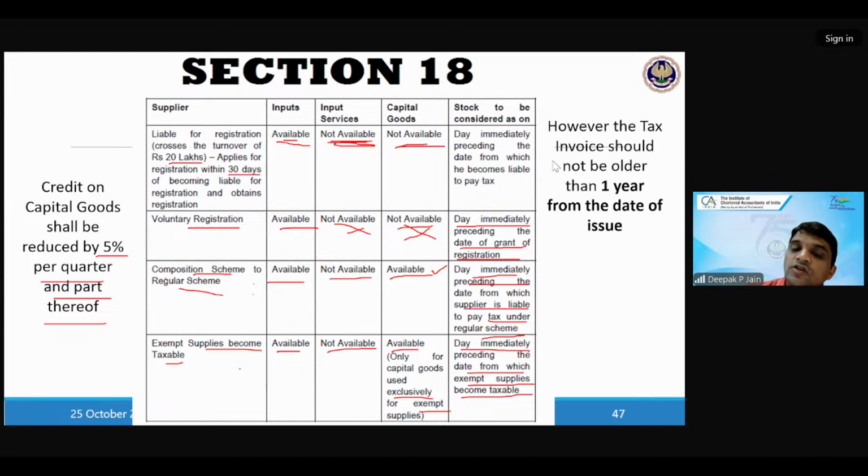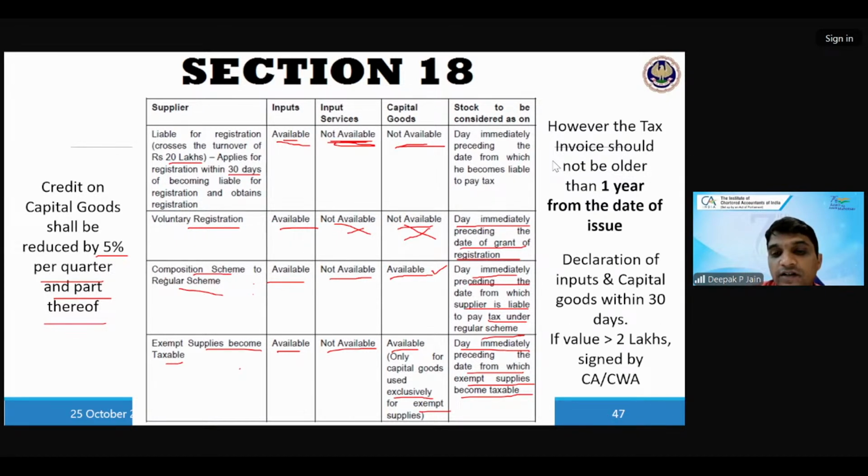Correct. So उसके ऊपर कुछ क्रेडिट नहीं मिलेगा because the tax invoice should not be older than 1 year from the date of issue. Okay. And declaration of input and capital goods should be made within 30 days. So the tax invoice on which we are claiming the credit, in my example, I'm getting converted to composition to regular in October 2024. And in case of this ITC, this invoice is older than 1 year, so I cannot claim the benefit.